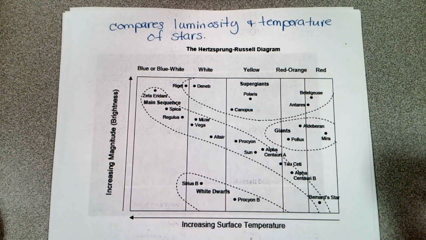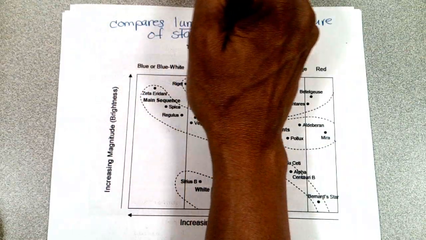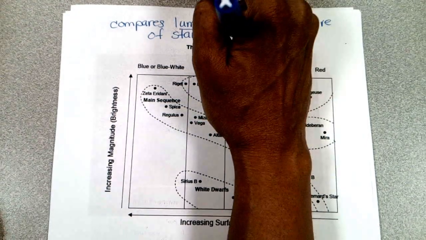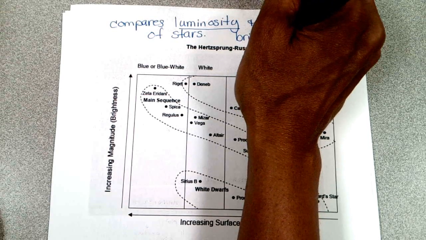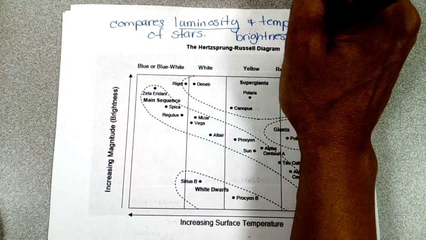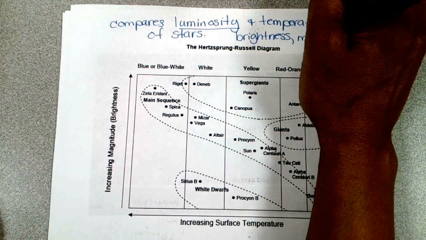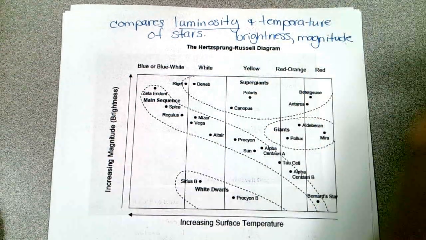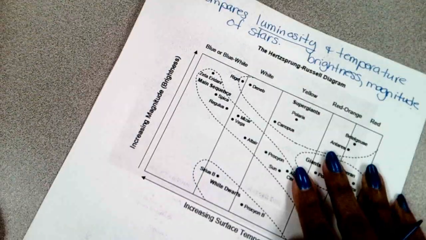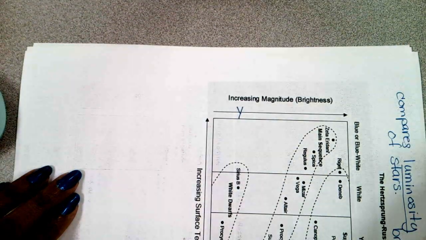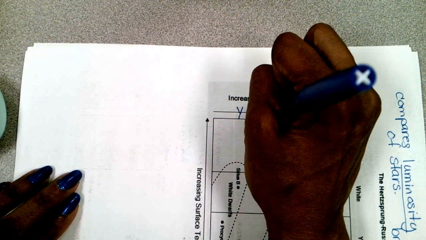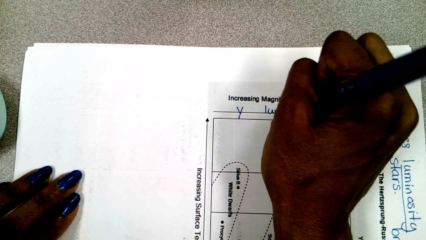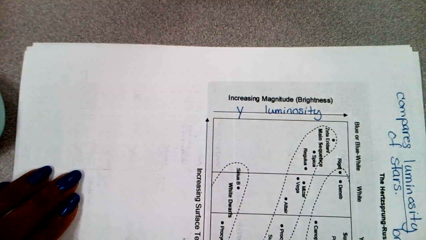Okay, I want you to be aware that luminosity, brightness, and magnitude, they all mean the same thing, okay? They talk about the brightness of a star. And if you look at your y-axis, it says magnitude, brightness. You can also put luminosity in here. All three words mean the same thing, okay?